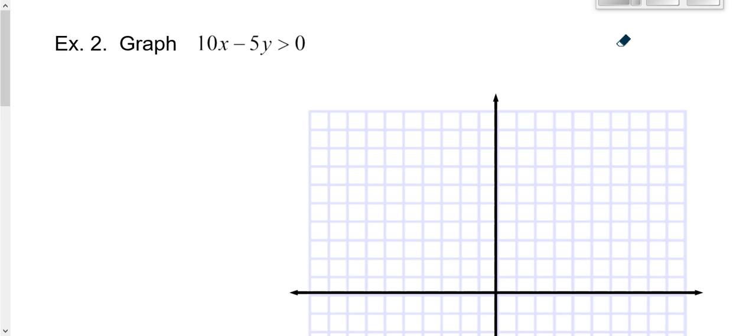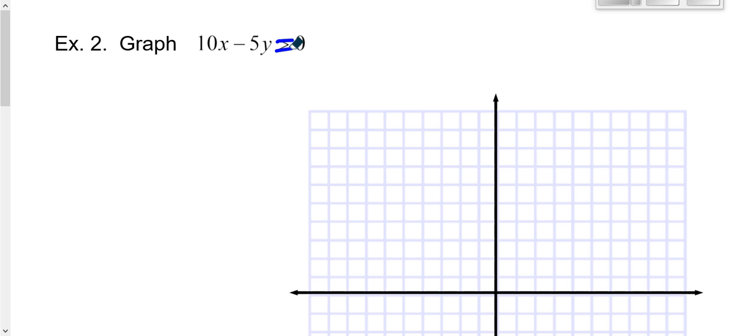Alright, so let's do a second question. This one is 10x minus 5y greater than 0. We are going to approach this question pretty much the same manner as we did for the last question. And again, if you find it annoying by the inequality sign, simply change that to the equal sign. If you're okay with the inequality signs, then don't bother, just keep going, right?